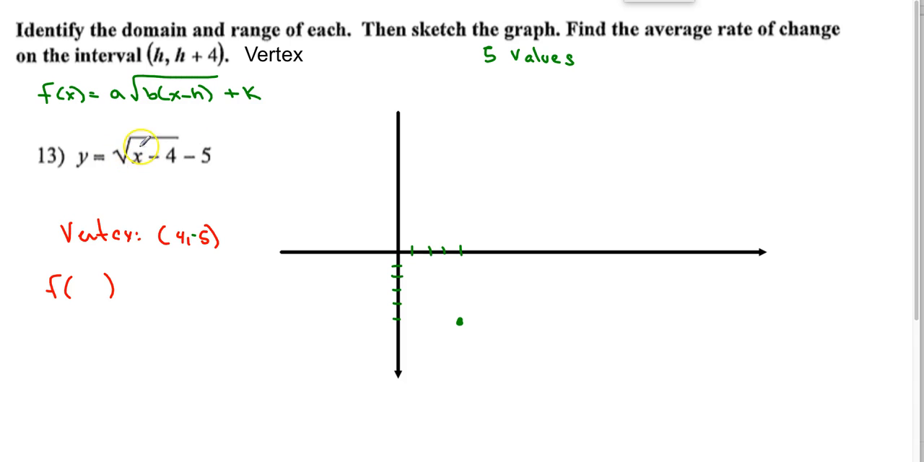So what value can I plug in for x that's going to give me square root of 0? 4. So what is f of 4? F of 4 is 4 minus 4, which is 0, square root of 0.